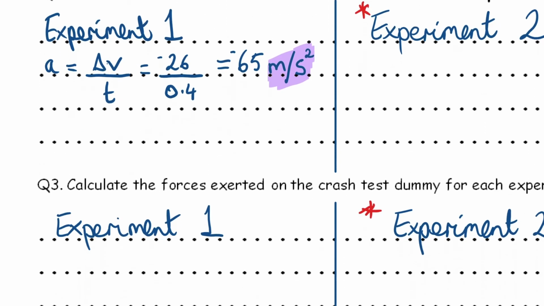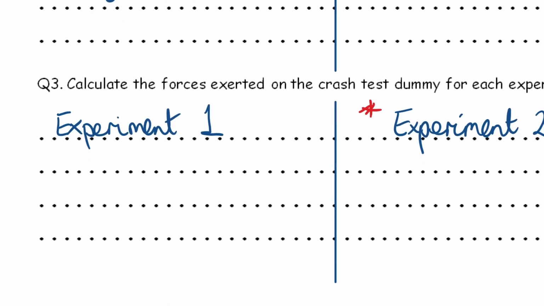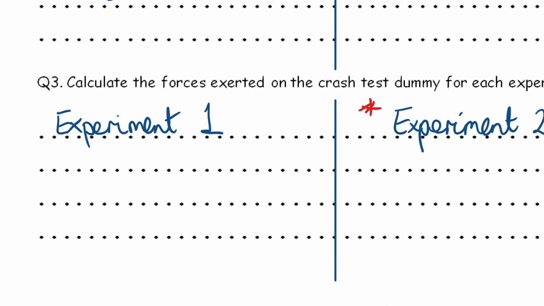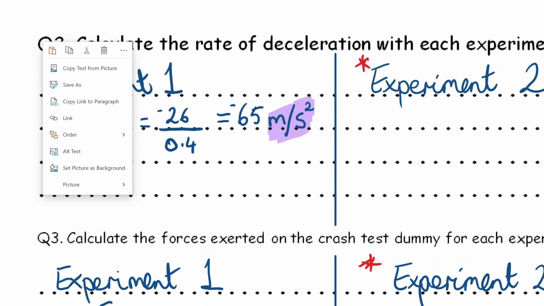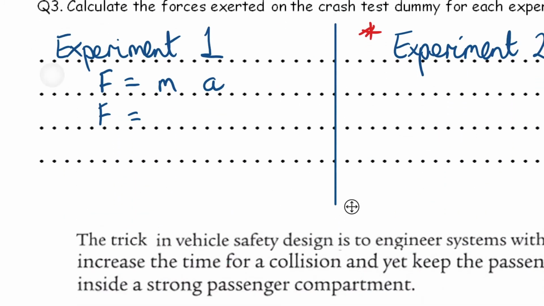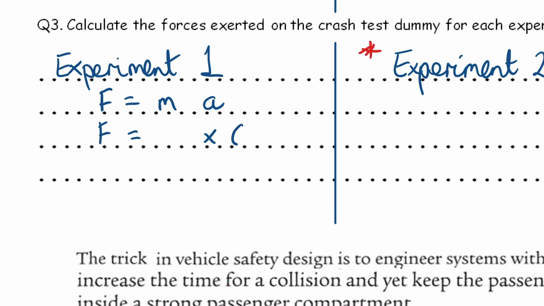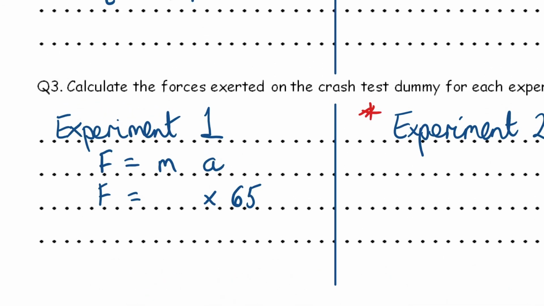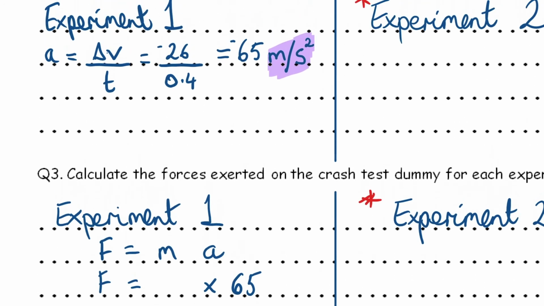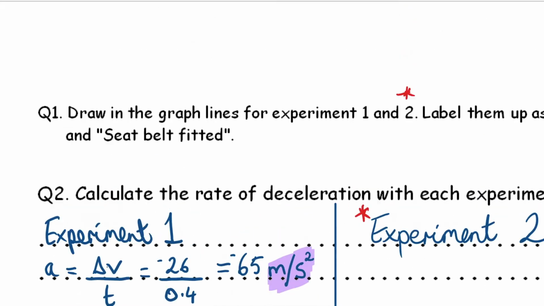Then underneath it's asking what's the force acting on the crash test dummy. We'd imagine it's going to be quite a large force because of the large acceleration. We use this equation, Newton's second law. We need to know the mass of the crash test dummy. We know the deceleration is 65 or minus 65, doesn't matter. We just want to work out the magnitude of the force, the size of the force.